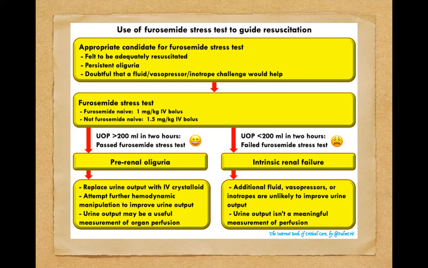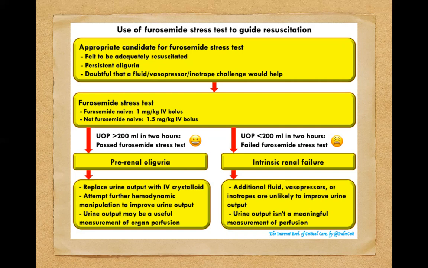And you can try more with your fluid resuscitation or hemodynamic manipulation with your inotropes or vasopressors to see if the urine output improves. It also means that the urine output is a useful measurement of organ perfusion, and you can use that as a marker when you are treating shocked patients. Now, if they don't produce 200 mils in 2 hours, it means they failed it.